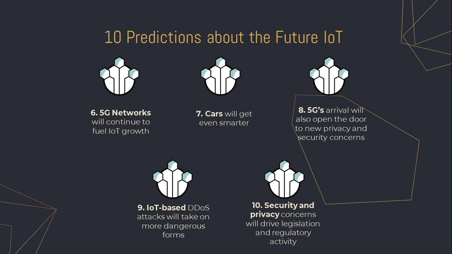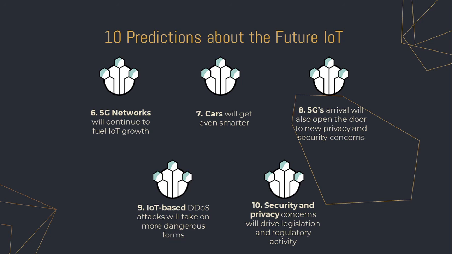Okay? So ninth is IoT-based DDoS attacks will take on more dangerous forms. Botnet-powered distributed denial of service, or DDoS, attacks have used infected IoT devices to bring down websites. IoT devices can be used to direct other attacks. For instance, there may be future attempts to weaponize IoT devices. A possible example would be a nation shutting down home thermostats in an enemy state during a harsh winter. So that would be dangerous.